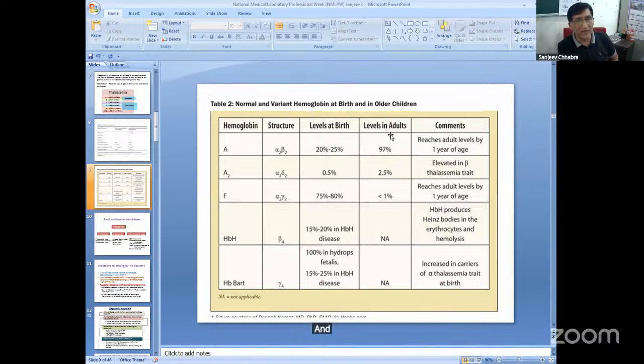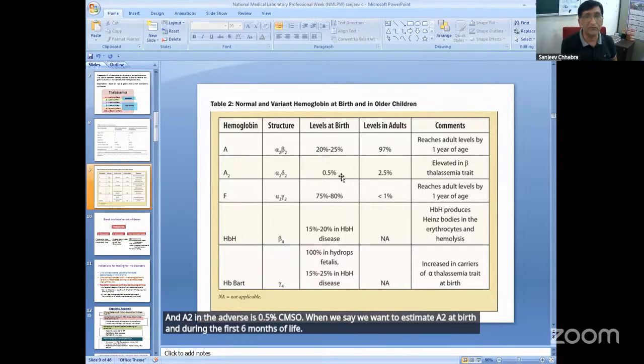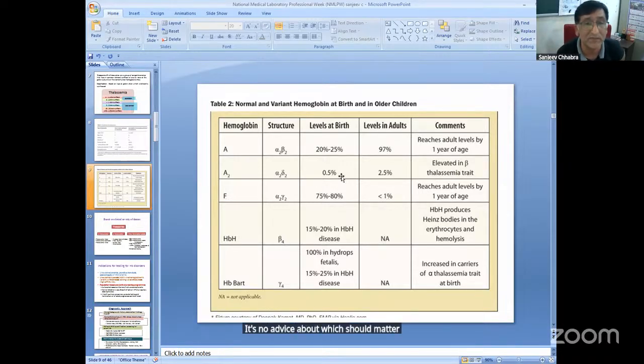And then in the adults, the levels are 97%. These are mean values, and we say this value comes at 1 year of age. And A2 in the adults is 0.5%. So when we want to estimate A2 at birth and during the first 6 months of life, it's not advisable. We should measure after 6 months of age.